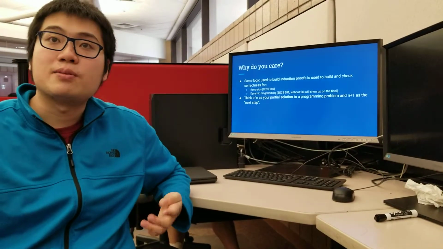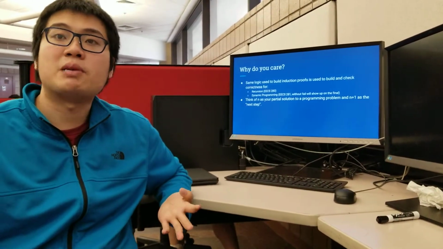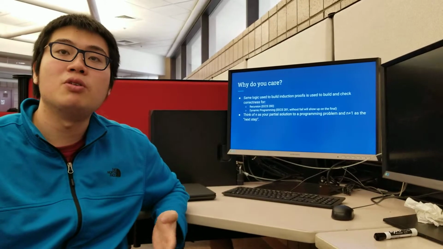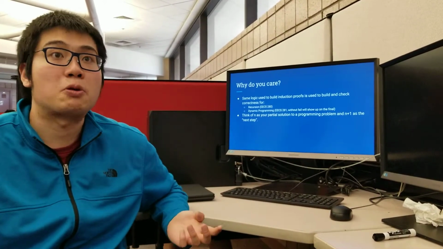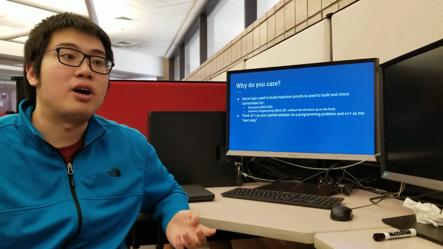Like a lot of concepts in 203, it's maybe a little bit obscure initially why this would be useful. This just seems like some obscure math proof. How would it help you build cool apps or perform better in your upper level classes?